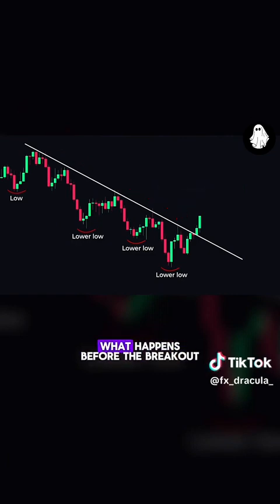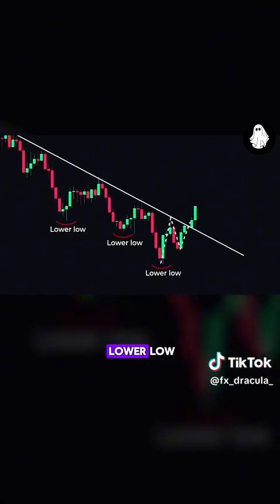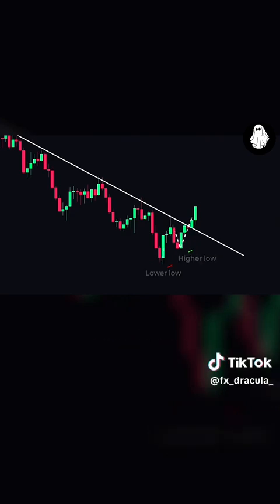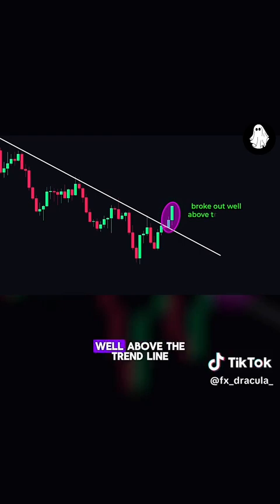But now, look at what happens before the breakout. We notice that price fails to form another lower low and instead forms a higher low. This tells us that this downtrend structure was already getting weaker before the price broke out. Another key confirmation is making sure that when price broke out, the candle should close well above the trend line. Because again, we treat trend lines as zones, so we want to see a strong close above the trend line to confirm that price has actually shifted into an uptrend. So this is what I look for before entering a trade.